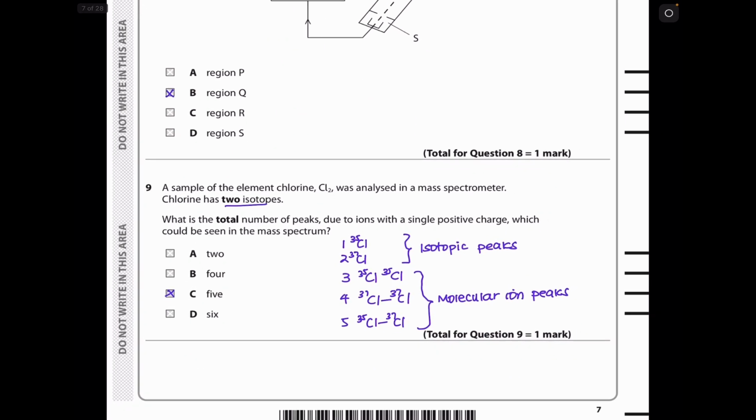Question 9. A sample of the element chlorine was analyzed in a mass spectrometer. Chlorine has 2 isotopes. What is the total number of peaks due to ions with a single positive charge which could be seen in the mass spectrum? So we're going to have the isotopic peaks as well as the molecular ion peaks. Isotopic peaks are going to be chlorine 35 and chlorine 37, which is 2. But the molecular ion peaks could be because of 2 chlorines, 35-35, because of 2 chlorines, 37-37, or because of a mixture of chlorine 35 bonded to chlorine 37. So the total number of peaks is going to be 5, and C is going to be my answer.